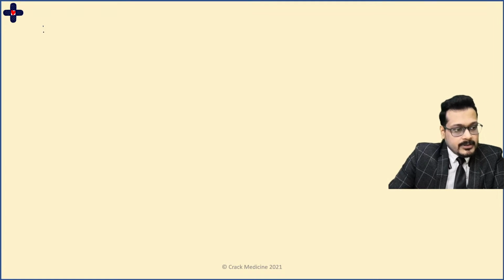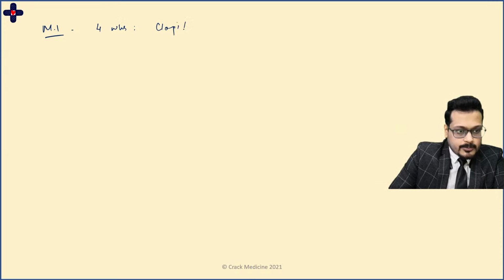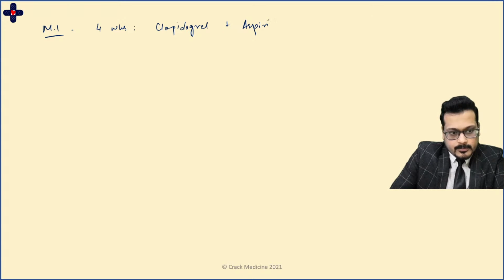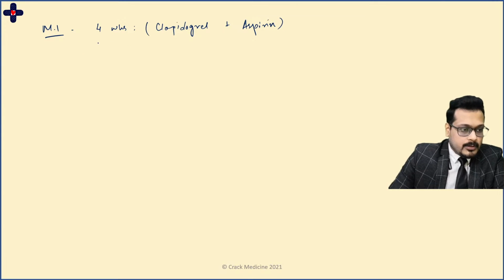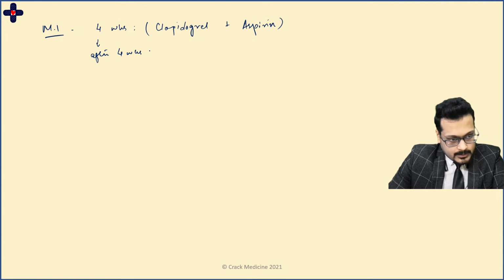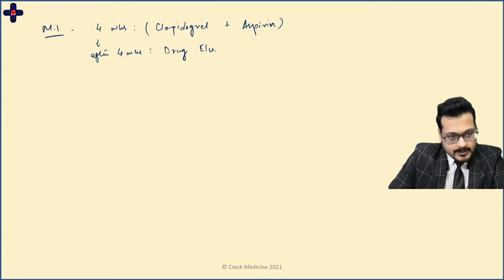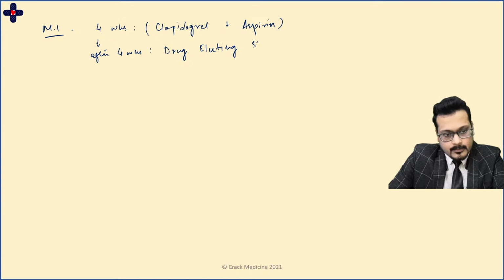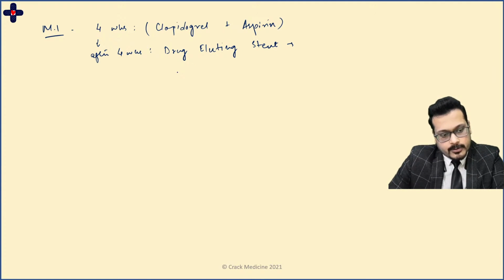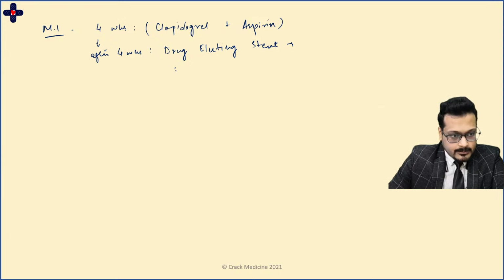After an incidence of MI, for the first 4 weeks, you have to give the patient dual antiplatelet therapy, that is clopidogrel as well as aspirin. So the patient would be getting this in the first instance. Now, after 4 weeks, if the patient has had a drug-eluting stent put in place, then you have to continue with the dual antiplatelet therapy for 12 months.